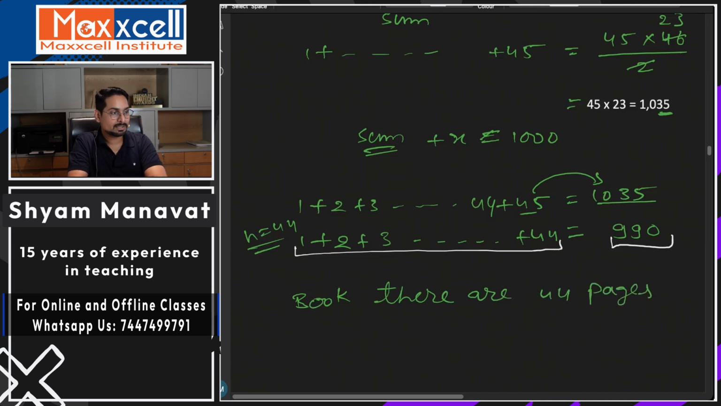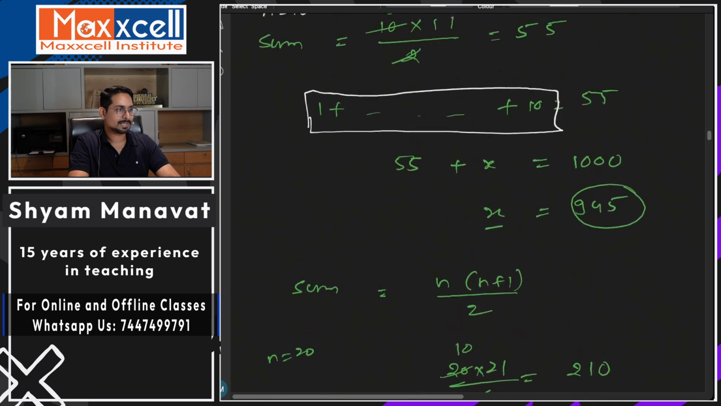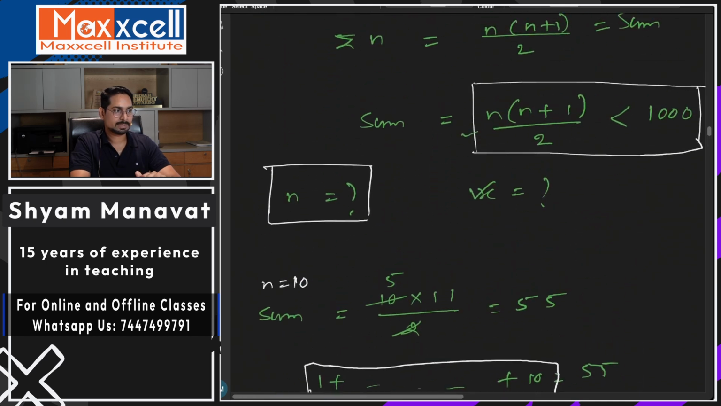Okay. Why are we coming to the conclusion of 44? Because 44 is less than 1000. First point. Second, it is closer to 1000. It's very close to 1000. See, this n(n+1)/2 has to be less than 1000. Yes, the sum has to be less than 1000. And it has to be closer to 1000.